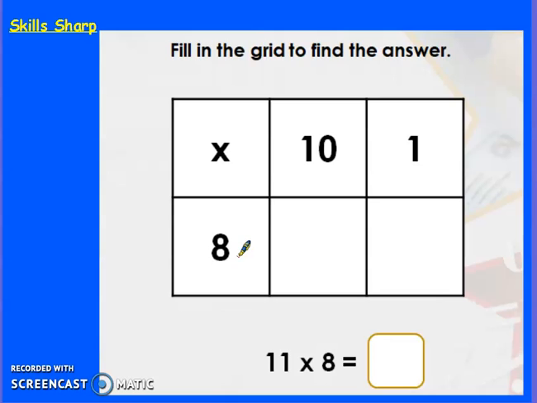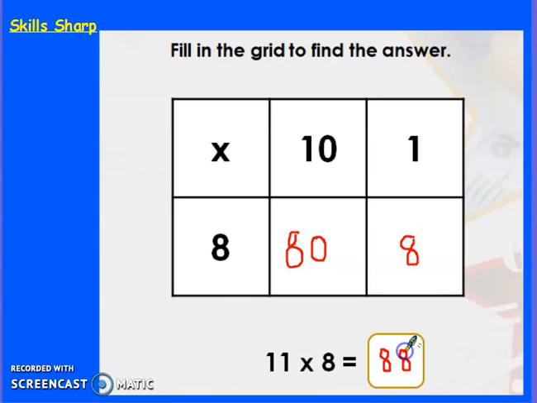First, we start by saying, what is 8 times 10? 8 times 10 is 80. And we write our answer in the answer box. The next step is to ask, what's 8 times 1? Or what are 8 lots of 1? And the answer is 8. To complete the calculation, we then add these two numbers together. 80 plus 8 equals 88.